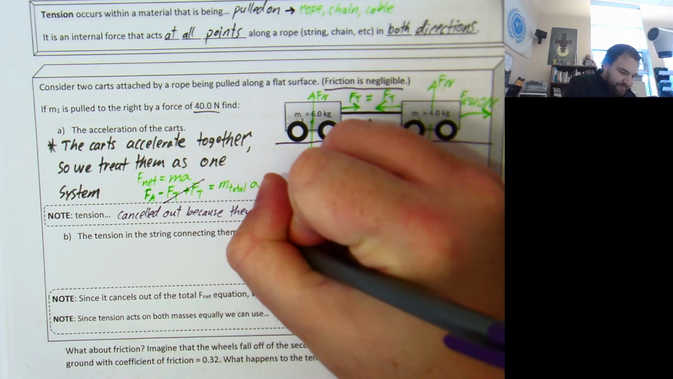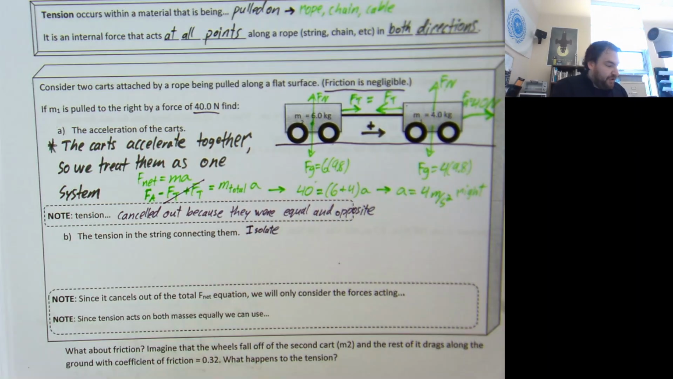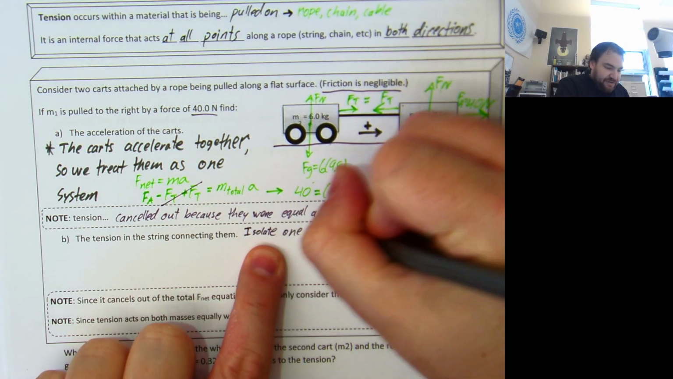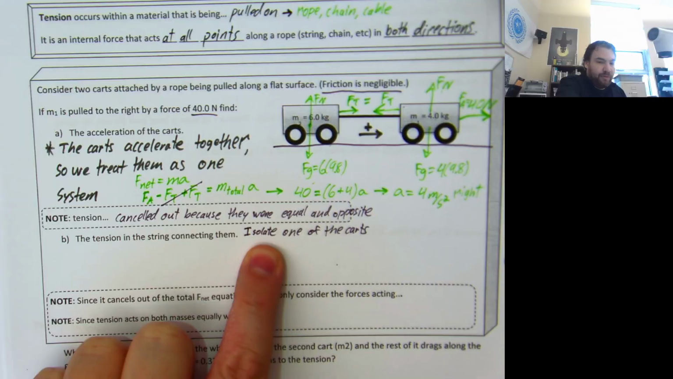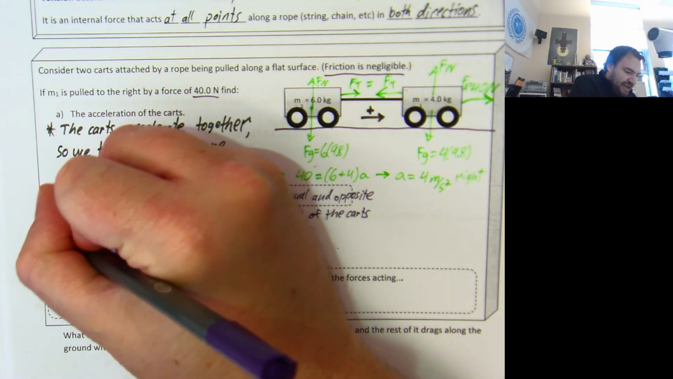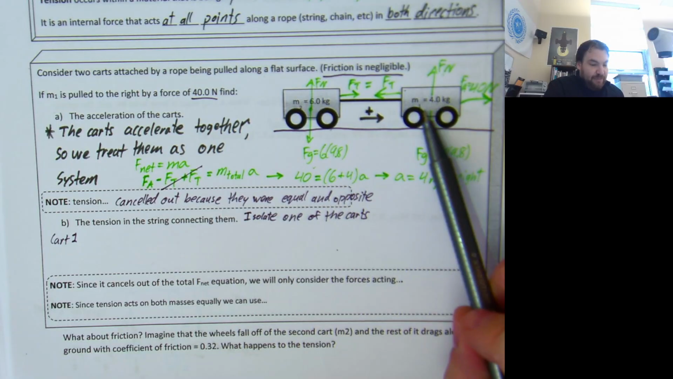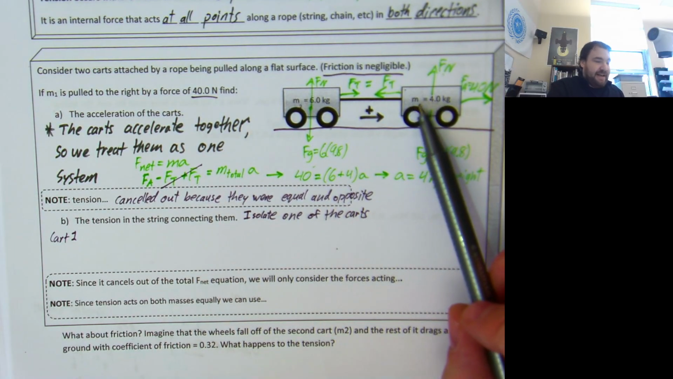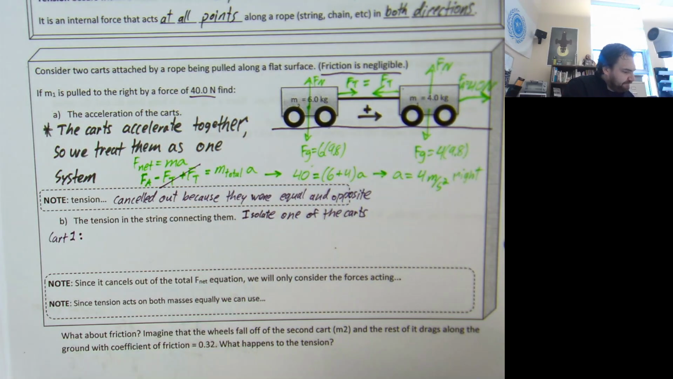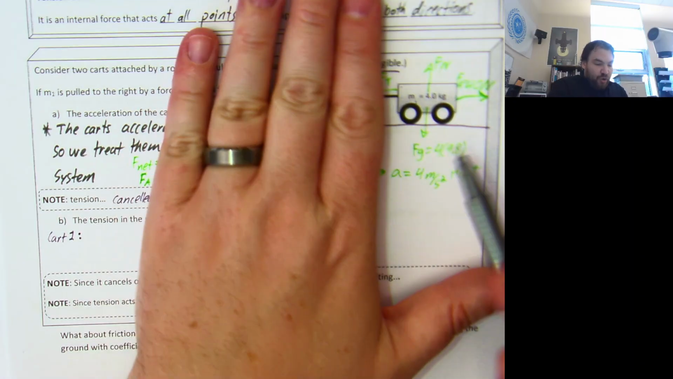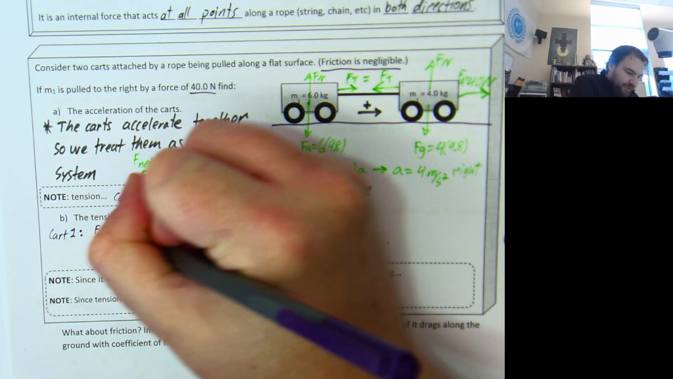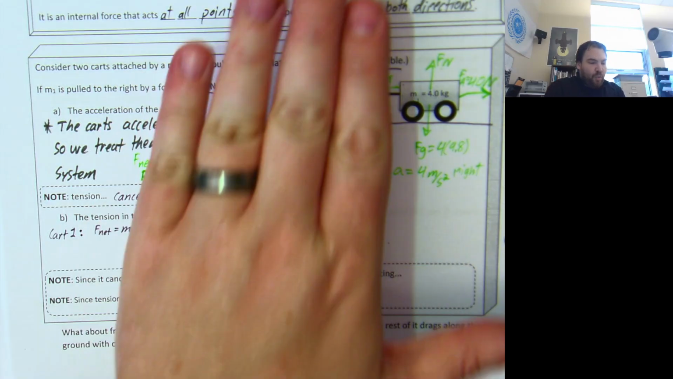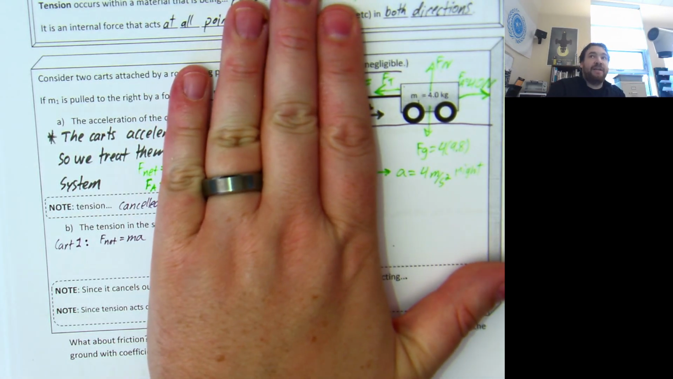The language for what we're about to do is we are going to isolate one of the carts. We're going to look at it alone. We'll start with cart 1, the one that's labeled M1. I don't know if you noticed it, but there's a little 1 next to that M, so that's going to be mass number 1. For this cart alone, we're going to look at F net equals ma, the net force equals the mass times the acceleration. What are all of the forces acting on cart 1 in the direction of motion?